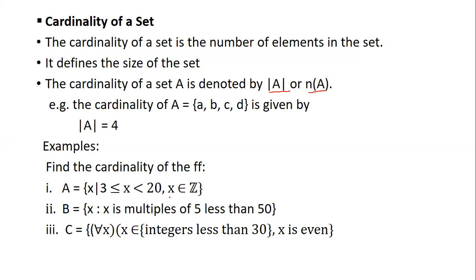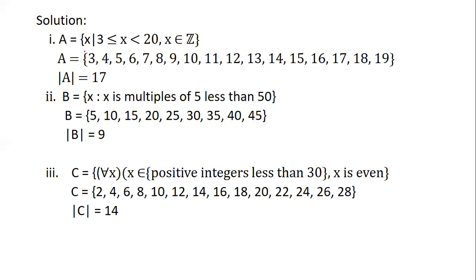Yes, sir. So what will be the members here? 3 to 19. 3 to 19, good. Yes, sir. So we have 3 to 19, then we can just go and count it. So there's the set of A, and the cardinality now is what? 17. If you can get 17.